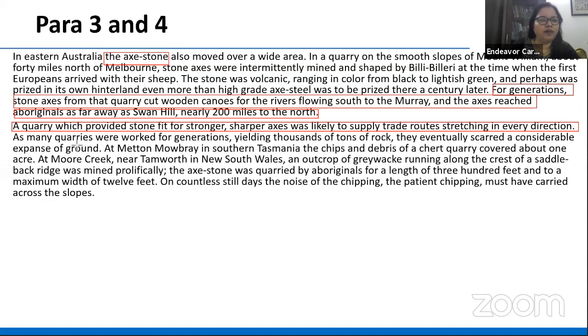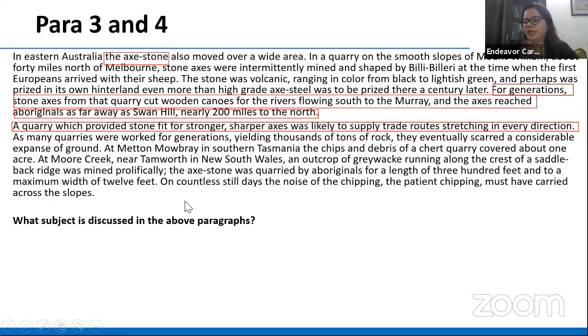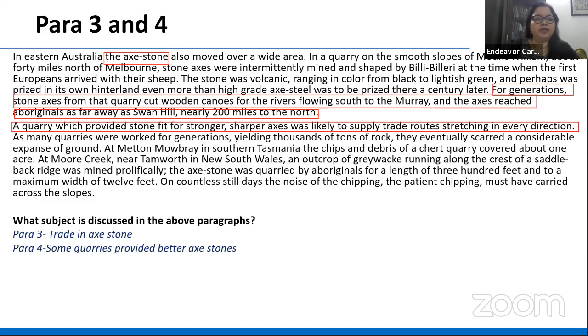Okay. And then you find that a lot of quarries are being talked about. So you're describing the quality of quarries, etc. A lot of places are mentioned. But this is the main point of both these paragraphs. So if we are to look at the various questions, what are the questions we have here? What subject is discussed in the above paragraphs? Our answer to this would be, in the first paragraph, the subject, that broad topic, is trade in axe stone or axe stone trading. And the subject of para 4 is quarries, correct?